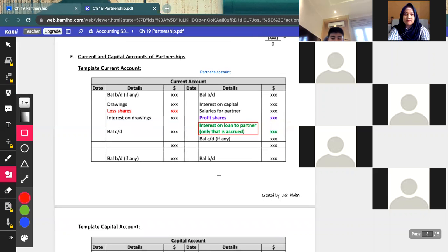Now, the one that you will take for the SOFP is the balance here or here. It depends. If it is on the debit side, it means you have a negative current account. If you have a balance on the credit side, you have a positive current account.